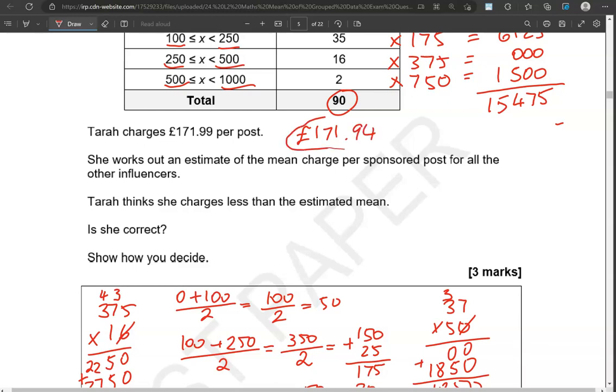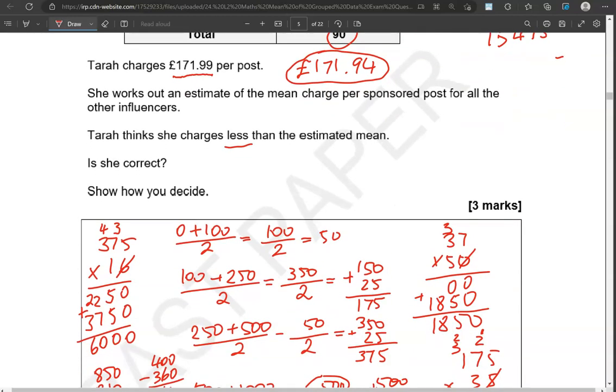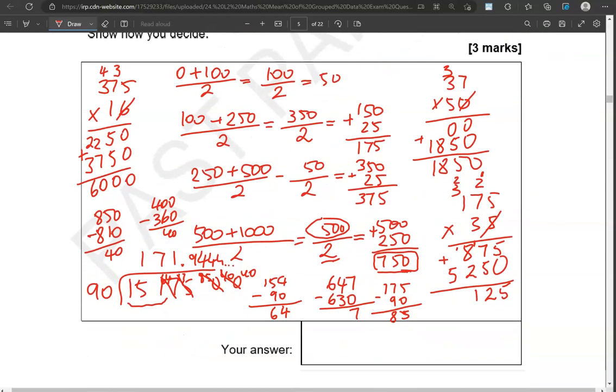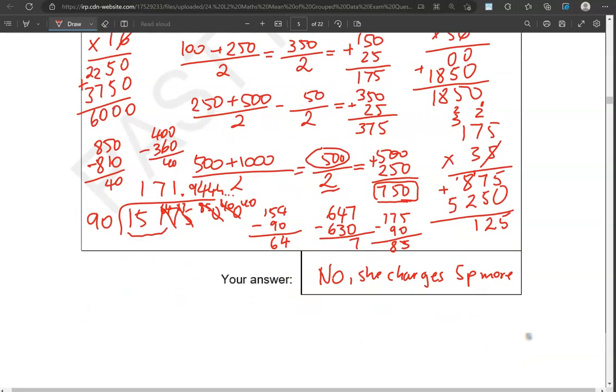That is the estimated mean for the other influencers, whereas their charge is £171 and 99 pence, so 5 pence more. And she thinks that she charges less, but in fact she charges more. So we're going to say no. She charges 5p more, 5 pence more.